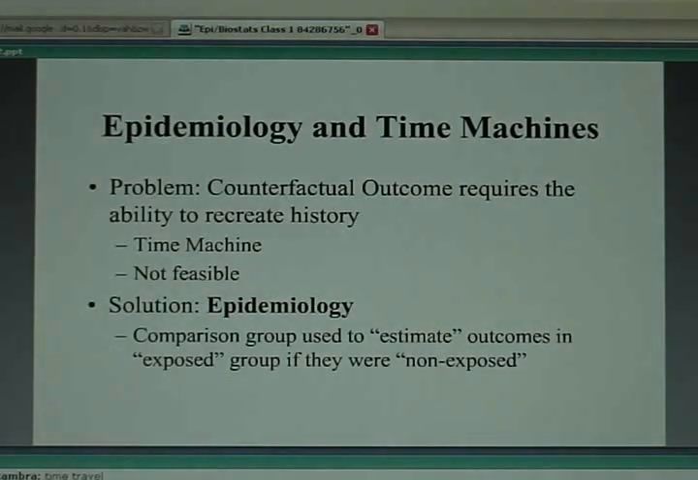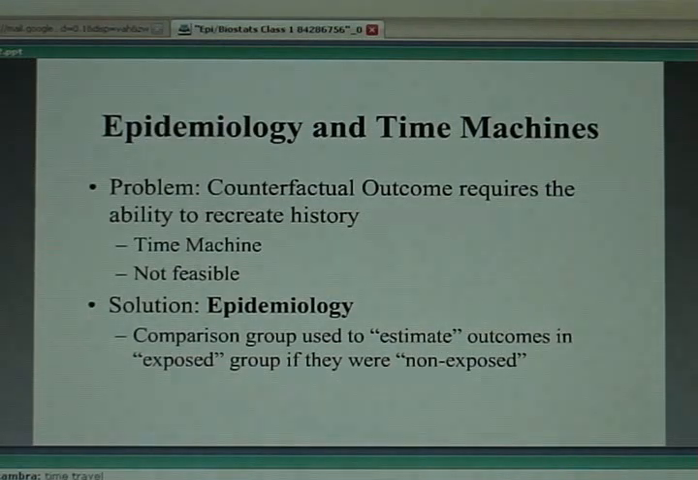One of my colleagues said the only reason we have jobs as epidemiologists is because no one invented a time machine. No one allows us to do these ideal studies. But since we don't have these time machines, what epidemiologists try to do is estimate what would have happened to those spam eaters had they never eaten spam.